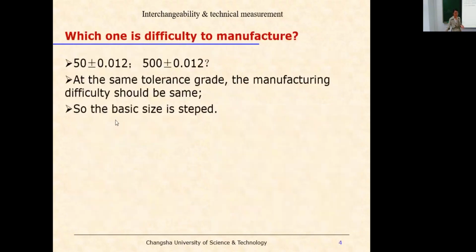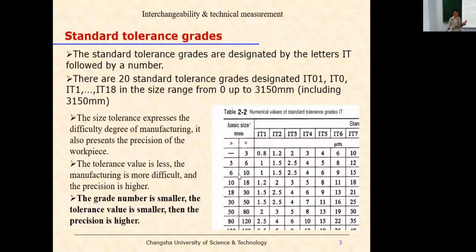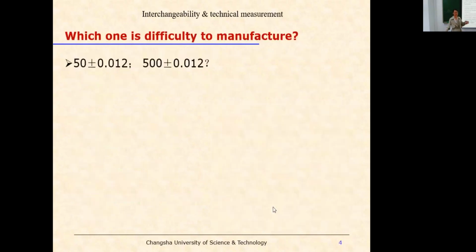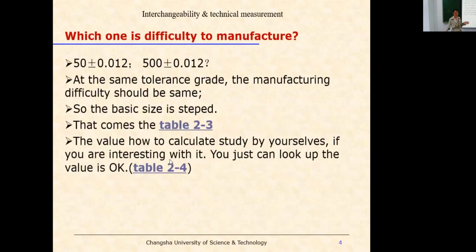So the basic size is stepped. Because for the same tolerance grade, the precision is the same, although the size is larger than this one, the basic size is stepped. Can you understand me? Okay.